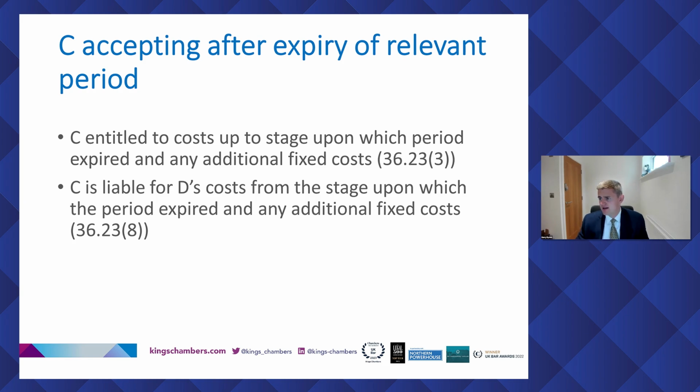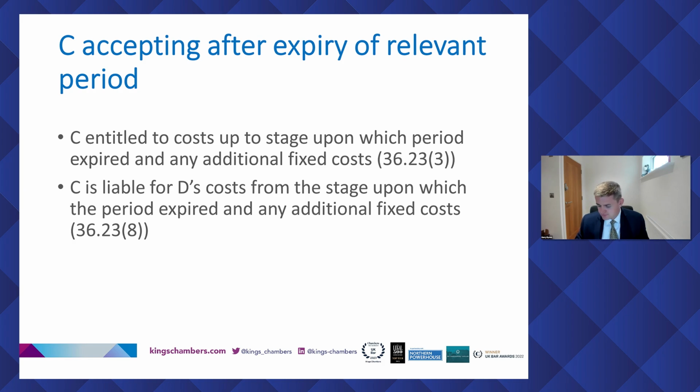We see there the claimant is entitled to costs up to the stage on which the period expired and any additional fixed costs. Again, these are the fixed costs I mentioned. And secondly, the claimant is liable for the defendant's costs from that stage upon which the period expired and any additional fixed costs. So this, I would say, runs very similar to the provisions of old when there weren't intermediate track fixed costs. In short, it will be for the court to determine the balance.